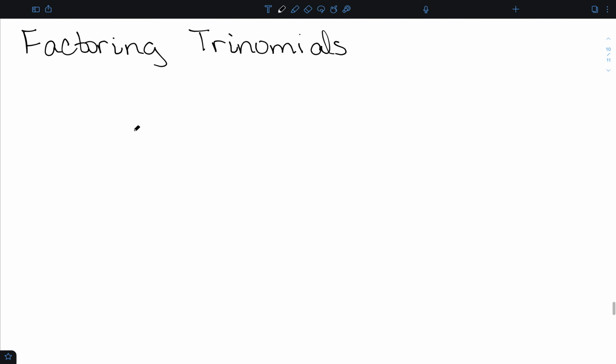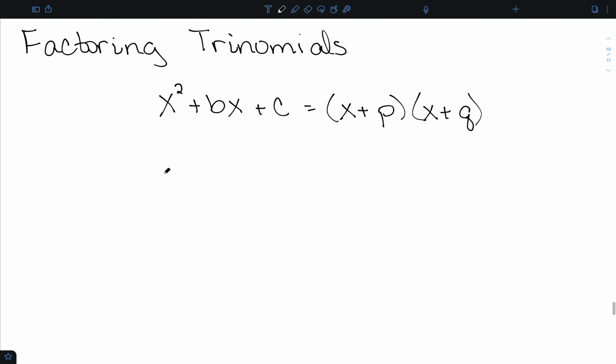to look at factoring trinomials. And I'm going to start with things of the form x squared plus bx plus c. The idea is we want to write this as x plus p times x plus q. And we'll have two conditions. We need p times q to be equal to c. And we need p plus q to be equal to b.